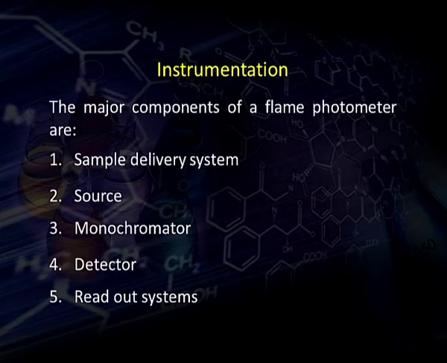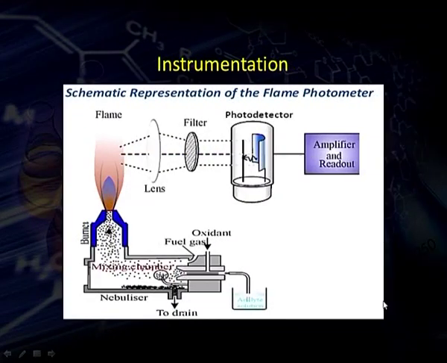Coming on to the instrumentation of the flame photometer. First is the sample delivery system, second is the source, then we have the monochromator, detector, and readout system. This is the schematic representation of a flame photometer. In this beaker we have analyte solution. This is moved to the mixing chamber. Here the oxidant and the fuel gas also come and are mixed with the analyte. This goes into the flame, then we have a filter or a monochromator, it goes to the photodetector and finally to the amplifier or the readout device.